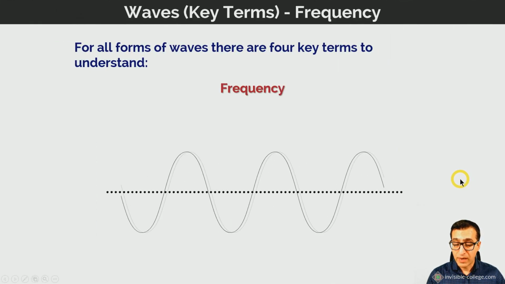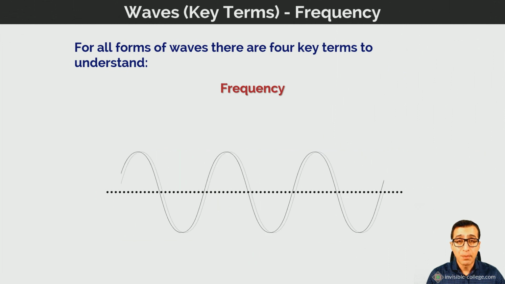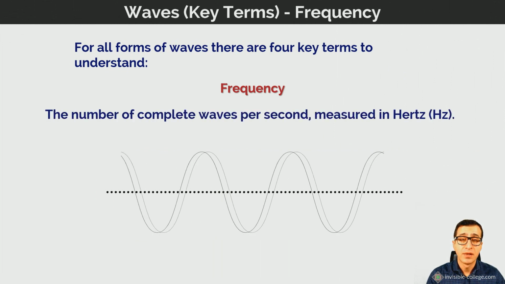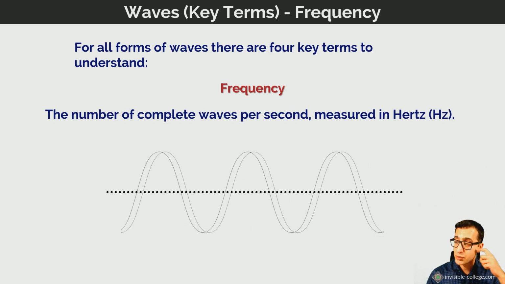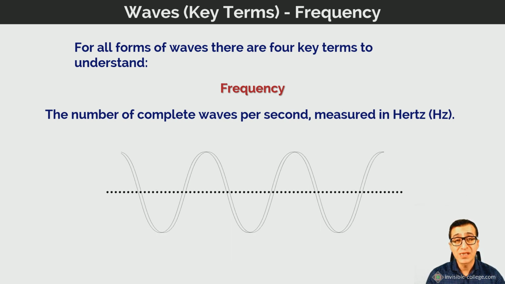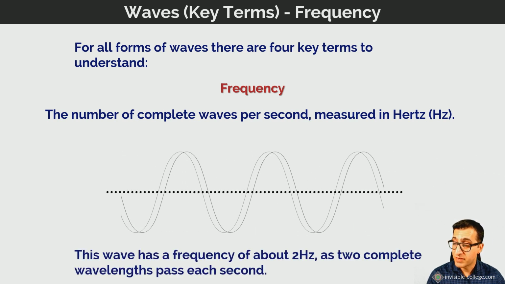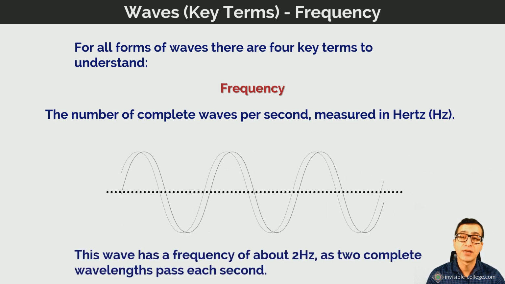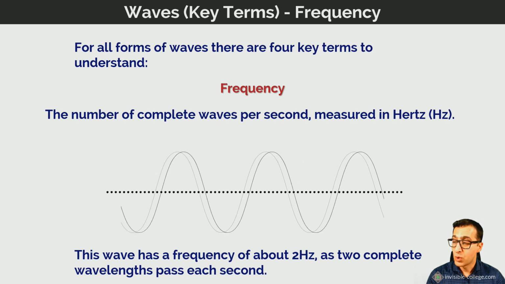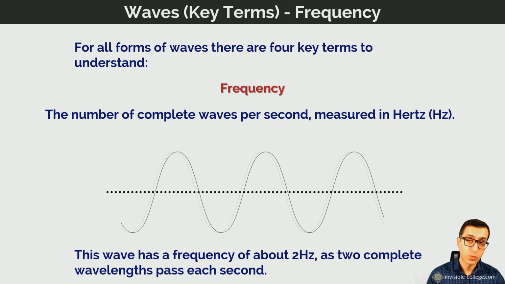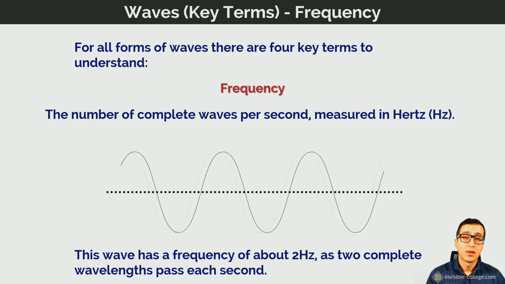So the frequency of a wave is the number of complete waves that pass a fixed point in every second. This transverse wave that you're seeing here has a frequency of about 2 waves per second, or 2 hertz, which is abbreviated to Hz, capital H, lowercase z. So 1 wave per second is 1 hertz, 2 waves per second would be 2 hertz, and so on.